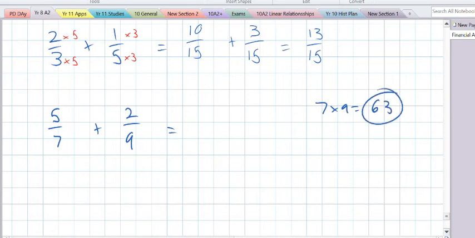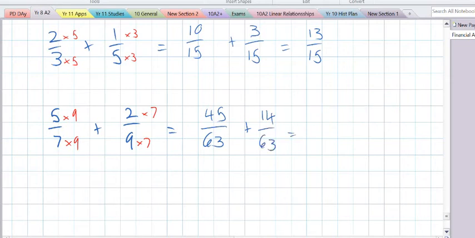How do you get 7 to 63? Times 9. Good. How do you get 5 to 63? Sorry, no, that's the denominator. My bad. I meant you do to the top what you do to the bottom. Alright, how do you get 9 to 63? Times 7. So then we have 5 times 9 is 45 over 63, plus 2 times 7 is 14 over 63. And now because we have the same denominator, we can add the tops.